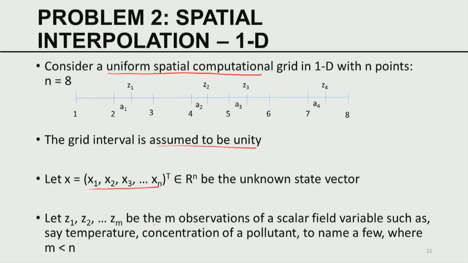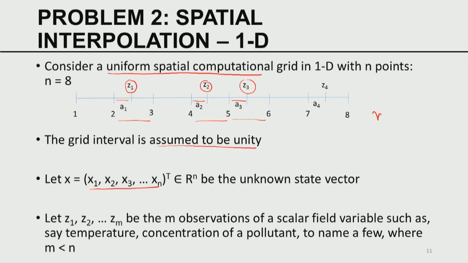So let us pretend that I have an observation Z1. The observation is located in the grid interval from 2 to 3. Observation Z2 is located from 4 to 5. Observation Z3 is located from 5 to 6. So there are three observation stations. The observation station Z1 is at a distance A1 from grid point 2, Z2 is at a distance A2 from grid point 4, and Z3 is at a distance A3 from grid point 5. So all these things are given information.